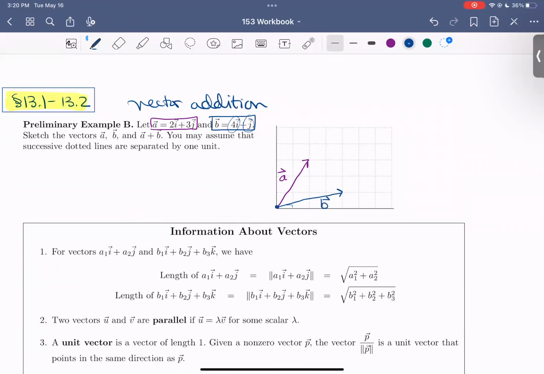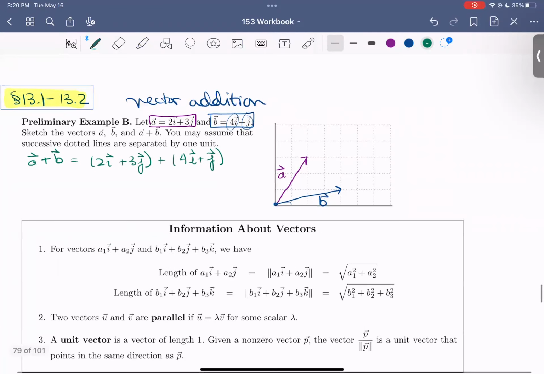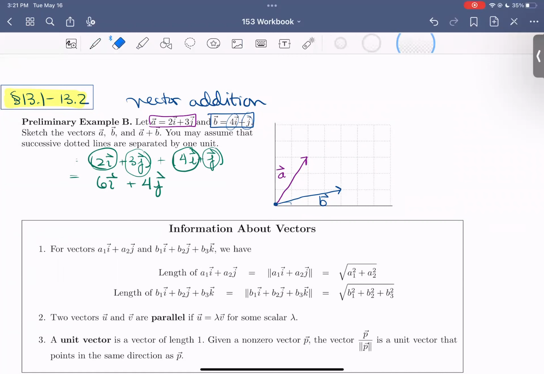All right, so now let's consider the vector A plus B. In vector addition, how we add those two vectors is to just add corresponding components. So here's my A, and my B is 4i plus j. What we can do then is add our i's together. So 2i plus 4i would just be 6i. And then 3j plus 1j would just be 4j. So then the sum of A plus B is 6i plus 4j.